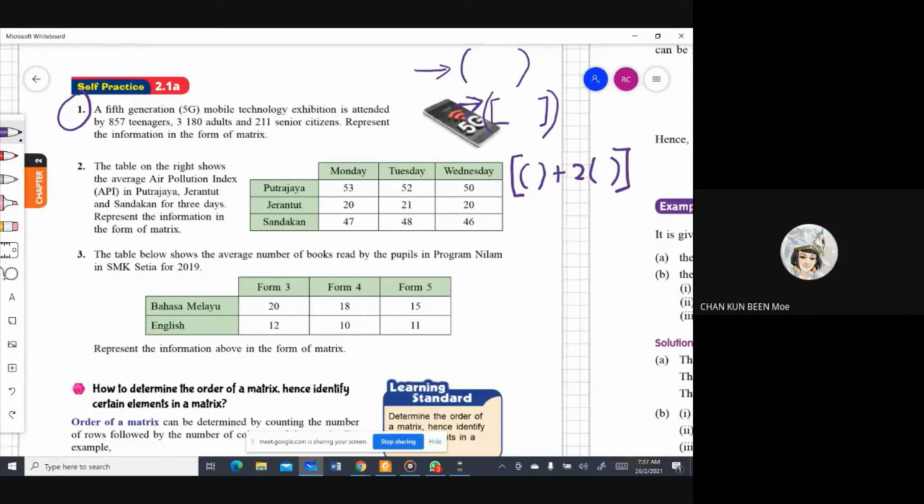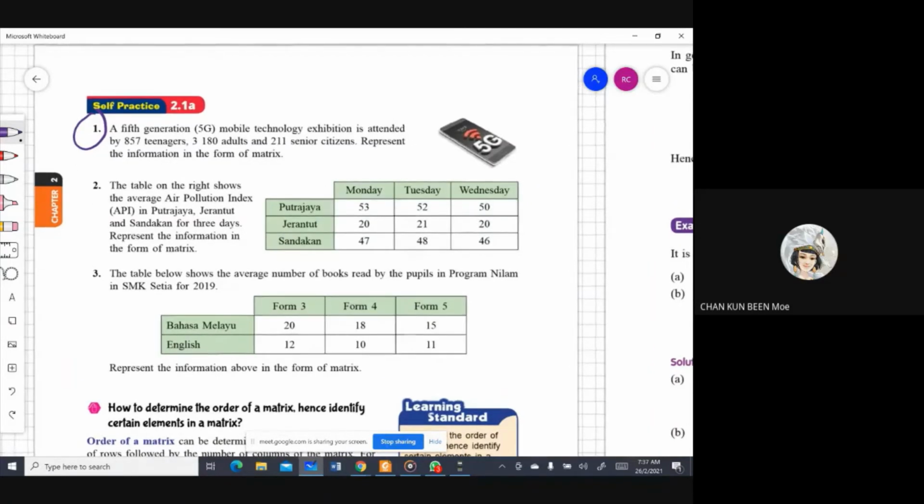Okay, so for the first question, can you try it out? And then we check the answer. I give you about 10 seconds. You do it right now and then you check. 10 seconds, start from now.